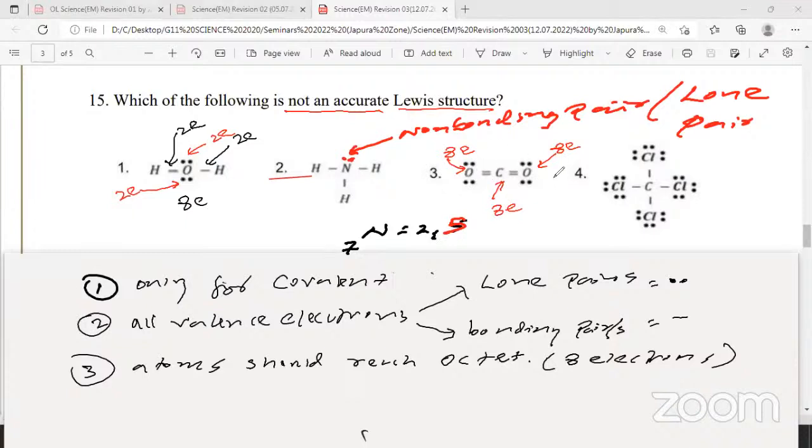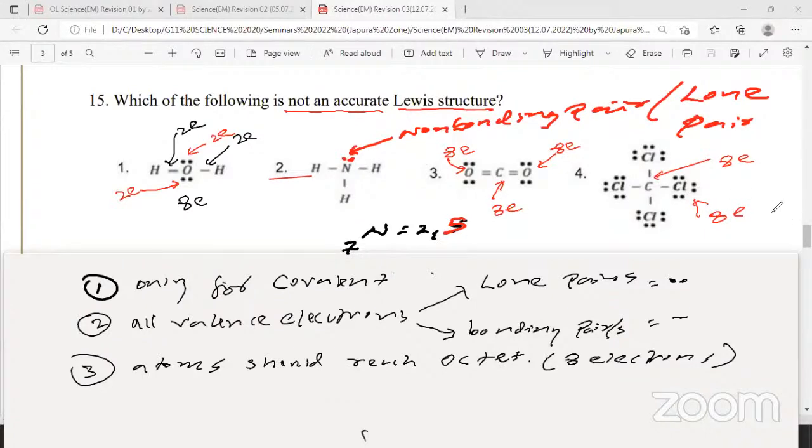So they all reach octet. So if the atoms reach octet, that is stable. And look at the last one, carbon tetrachloride. Around carbon, how many electrons? 8 electrons. How come 8? 4 bonds. 1 bond is 2 electrons, 2 into 4, 8 electrons. Each chlorine atom has 8 electrons including the bonding pair. So they all reach octet.